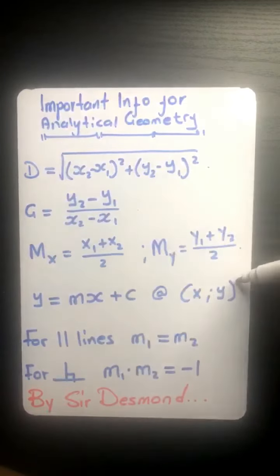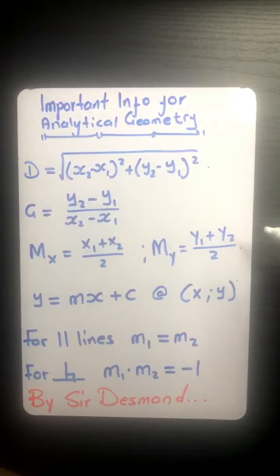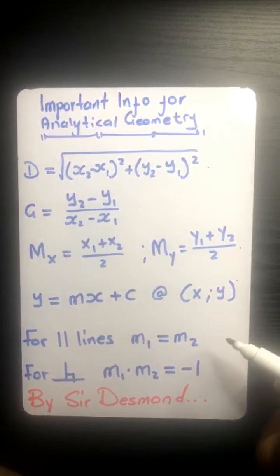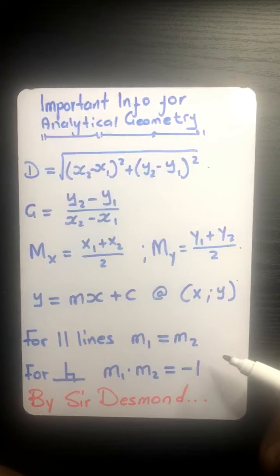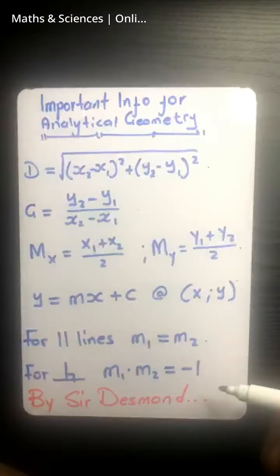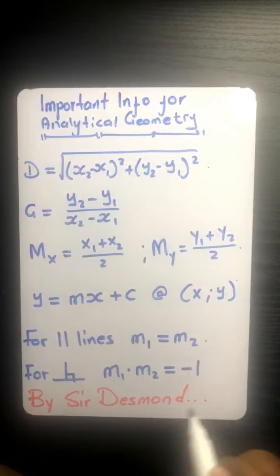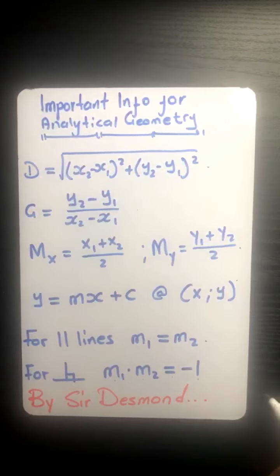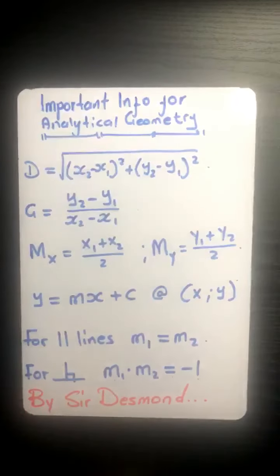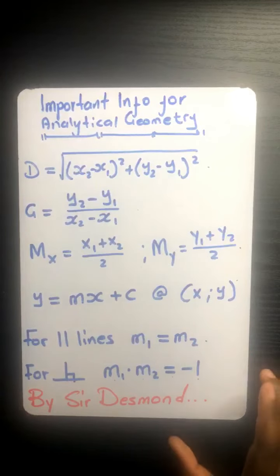I also explained how you determine an equation of a straight line from the given diagram. It is very important that you catch up on the lesson we did the previous day. Most importantly, we discussed that for lines which are parallel to each other, the gradient of the first line is equal to the gradient of the second line. And lastly, for perpendicular lines which form a 90-degree angle, the gradient of line 1 multiplied by the gradient of line 2 equals negative 1. This is all that you need to know to be able to answer any question related to analytical geometry.